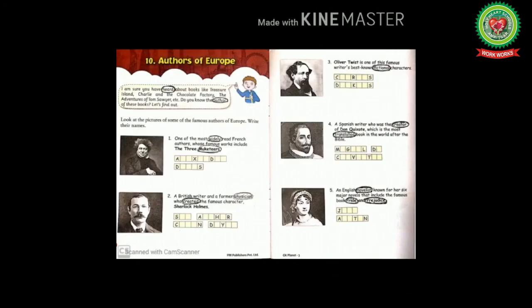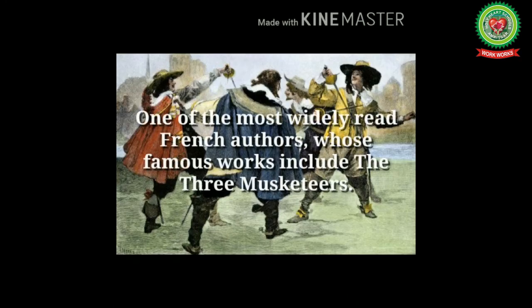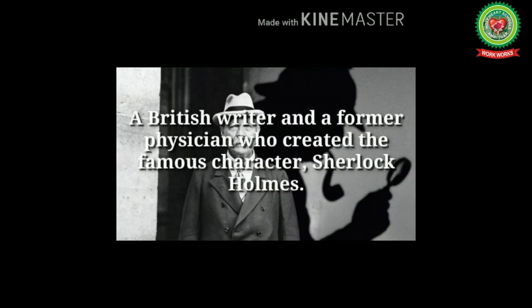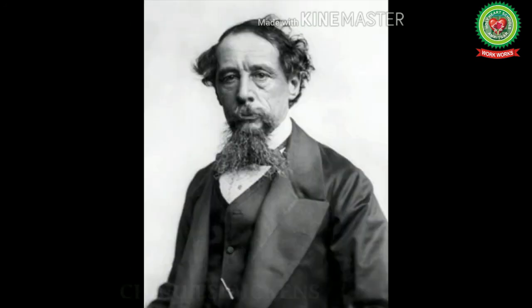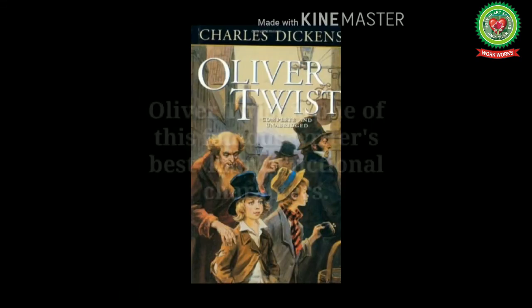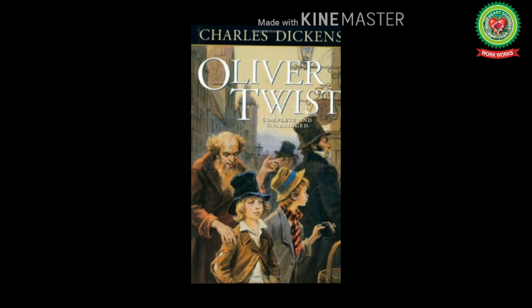Now, let's recall what we have done. First one is Alexandre Dumas, one of the most widely read French authors whose famous works include The Three Musketeers. Next is Sir Arthur Conan Doyle, a British writer and a former physician who created the famous character Sherlock Holmes. Next one is Charles Dickens. Oliver Twist is one of this famous writer's best known fictional characters.